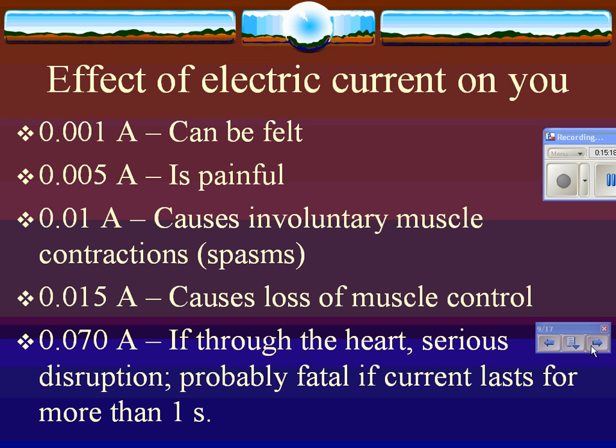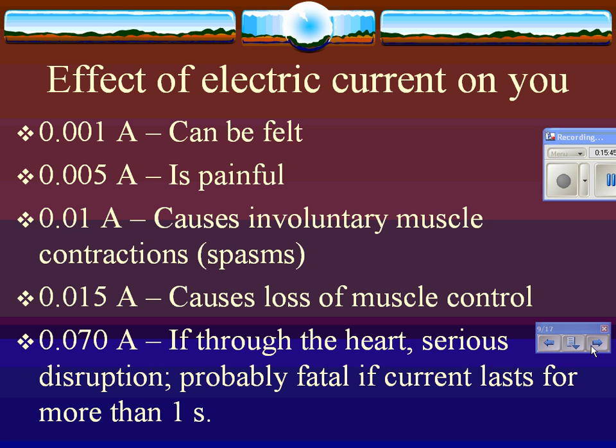Again, amperage. A little bit of amperage can be very dangerous. If it's through your heart, it will cause serious disruption of your heart and probably be fatal if it lasts for more than 1 second. Okay? So again, amperage is very dangerous. This is what is dangerous. We've talked about voltage. High voltage doesn't have to be dangerous. That Van de Graaff generator, 350,000 volts. And you can sit there and play with it all day, and it tingles, but it doesn't kill you. Okay, it's the amperage that is dangerous.